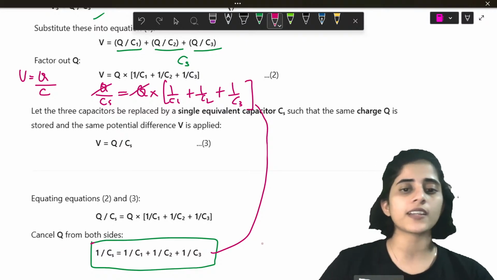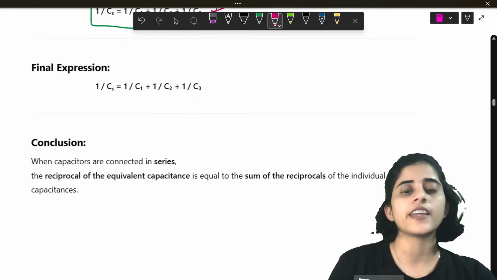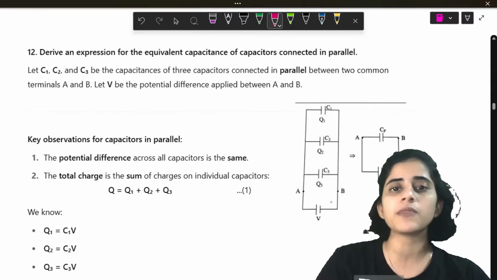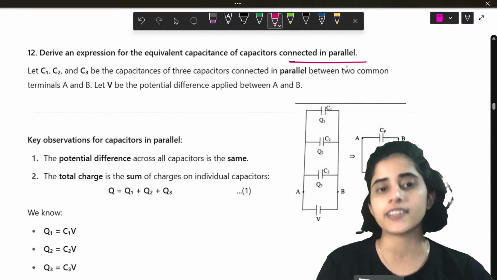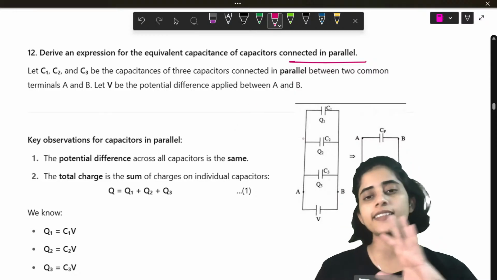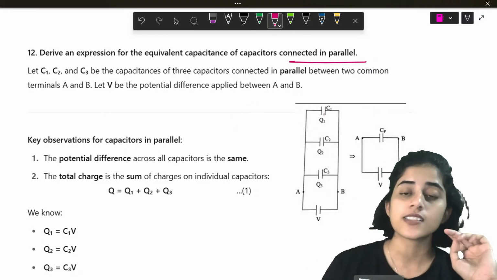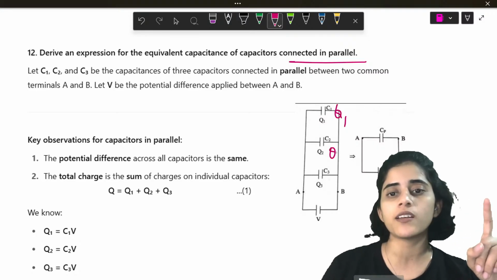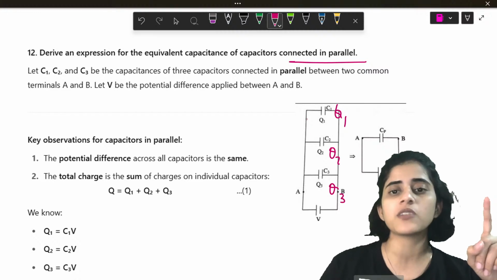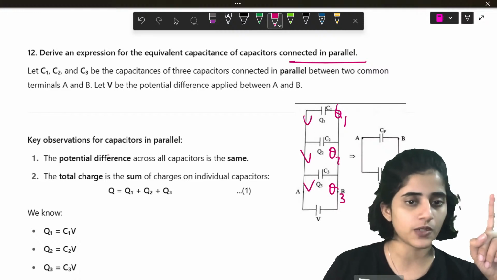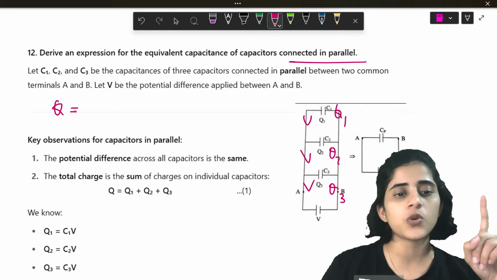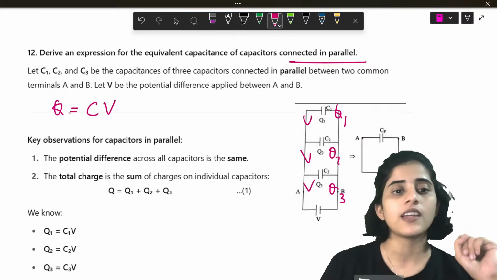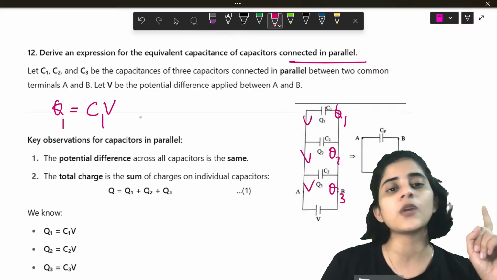This is the total capacitance for an equivalent circuit with capacitors connected in series. Now the same thing can be asked for capacitors connected in parallel. So again, the only thing that changes here is that in series, Q was constant, but here Q becomes Q1, Q2, Q3, but V is the same everywhere. So your formula Q is equal to CV, and Q1 will be C1 into V.